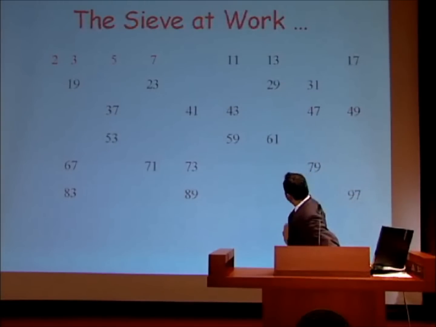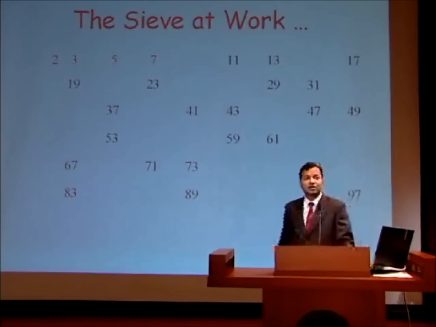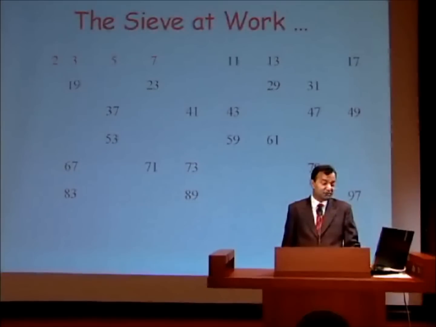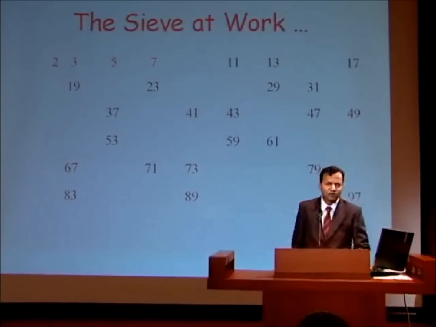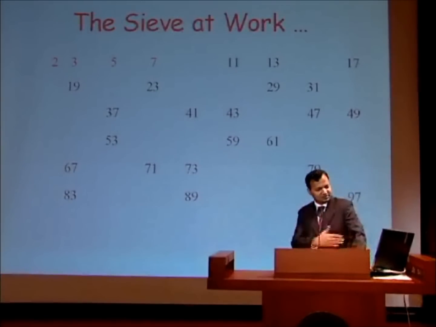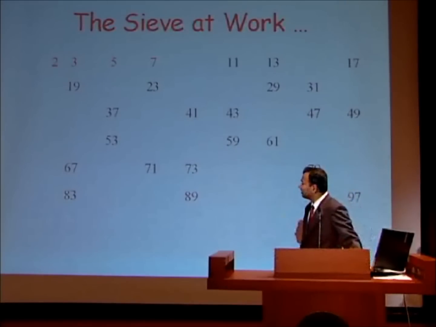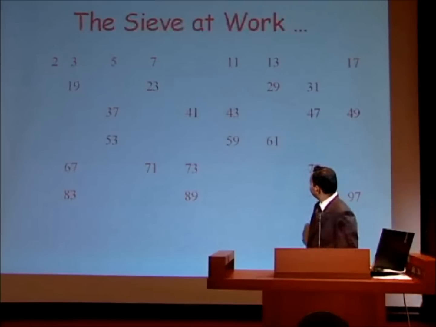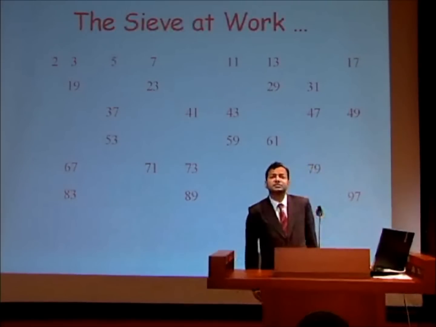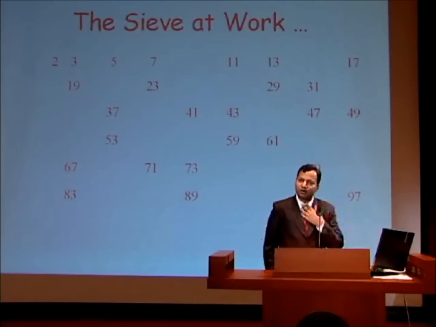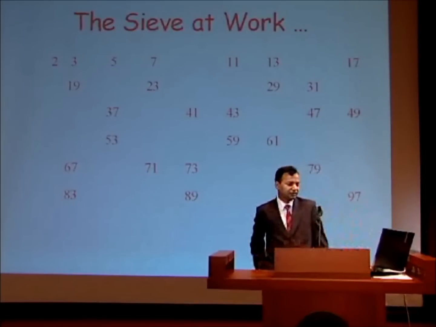Then the next number is 11, and in fact there are no multiples of 11 here. The next number is 13, which has to be a prime number, and there are no multiples of 13 either. In fact, there are no more multiples here. All the numbers which are left on this screen are all primes. And this is the set of all primes less than 100. It's a very simple and elegant method for identifying primes in a certain range.